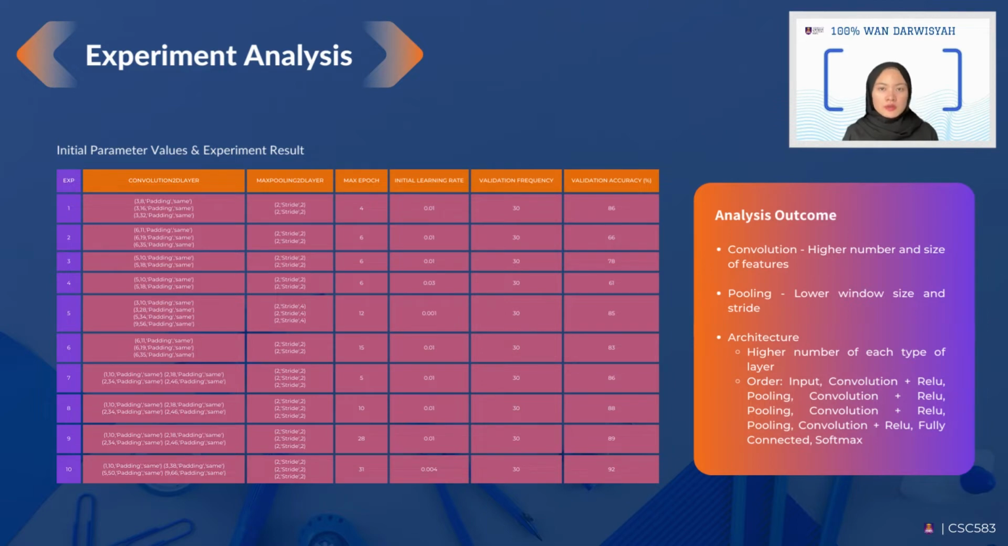Based on the experiments, we can conclude that a higher number of convolution layers, feature sizes and maximum epoch, a lower window size and stride of pooling, a higher number of each type of layer, and a lower initial rate can produce higher validation accuracy.